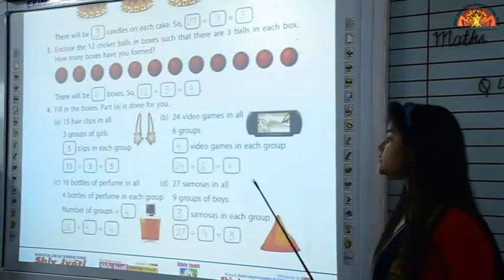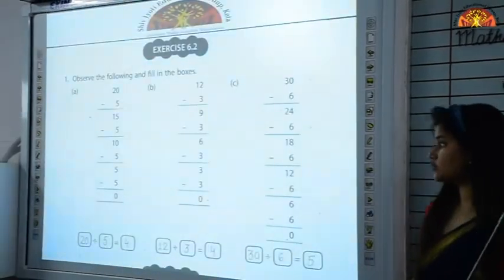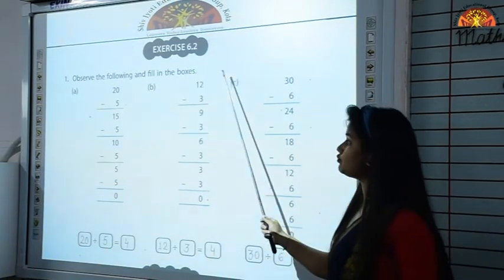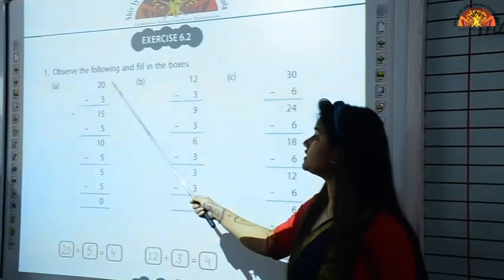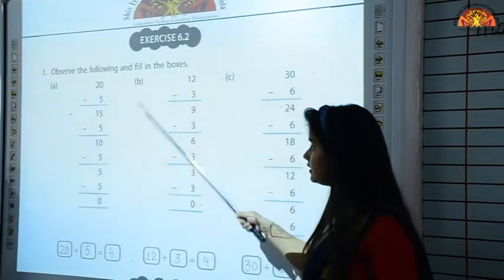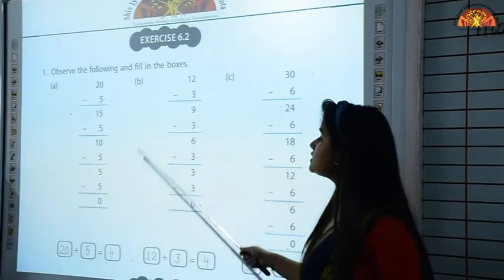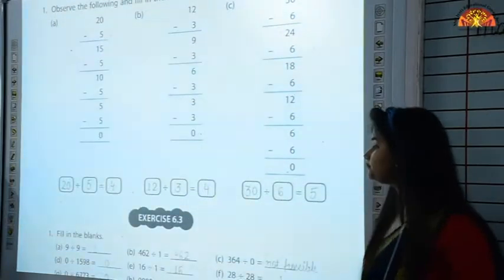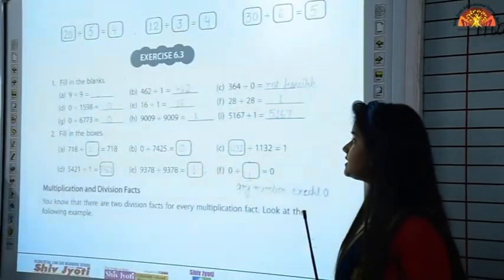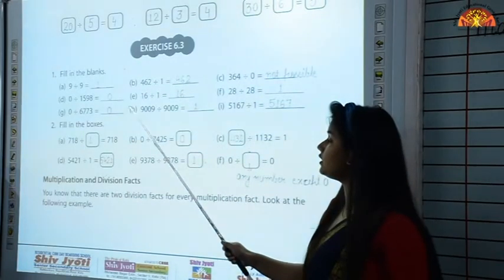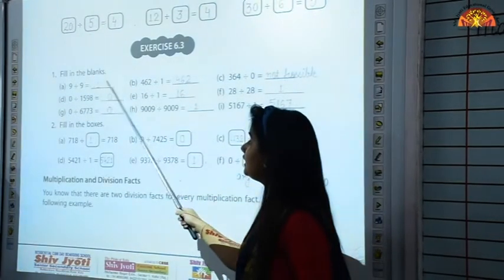Is it clear students? So now we are taking the next question, and the next question is of exercise 6.2. Question number 1. Observe the following and fill in the boxes. So students, as you can see the repeated subtraction here, and this question we have already done. So now we will see the next question of exercise 6.3. Now students, in exercise 6.3 you have question number 1, fill in the blanks.